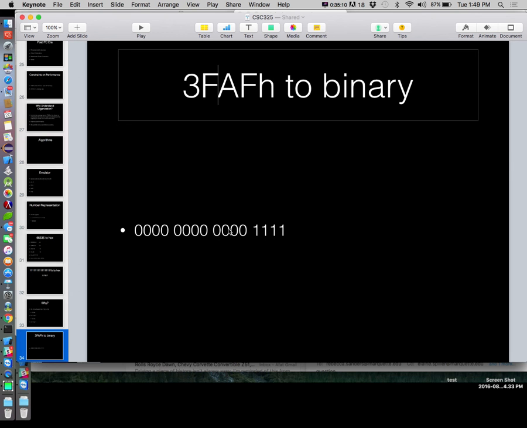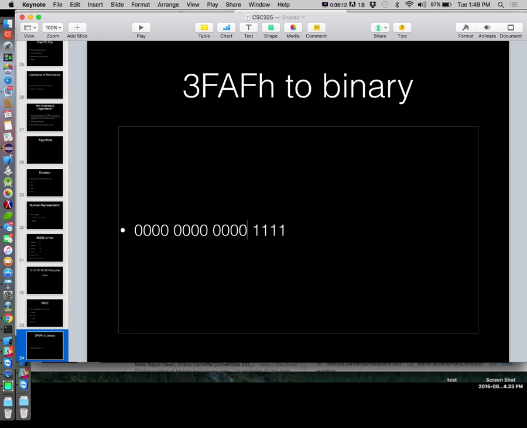Now we need the number 10. So that is 1's place, 2's place, 4's place, 8's place. So this is 8 plus 2, which is 10. And this guy is going to be F, 1, 2, 3, 4. And this guy is going to be 3, just like that. And just take the spaces out. This is the binary equivalent of 3FAF. Does that make sense?